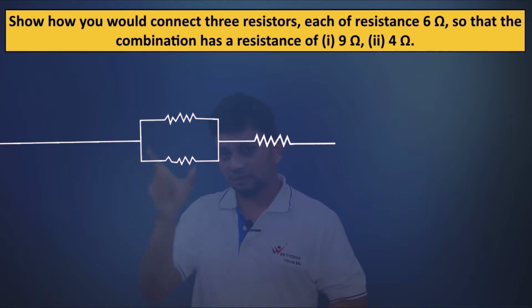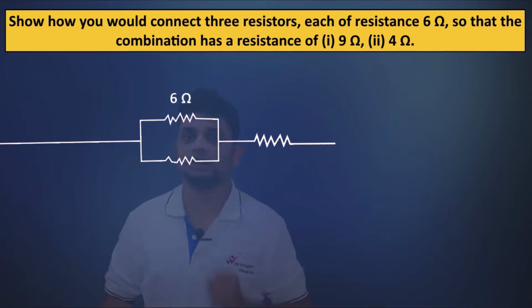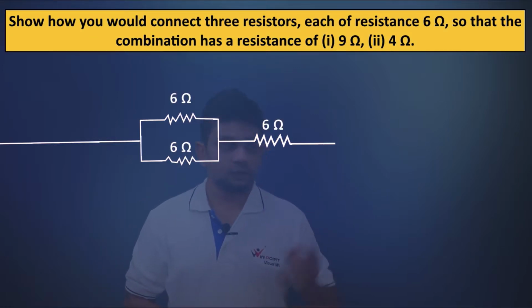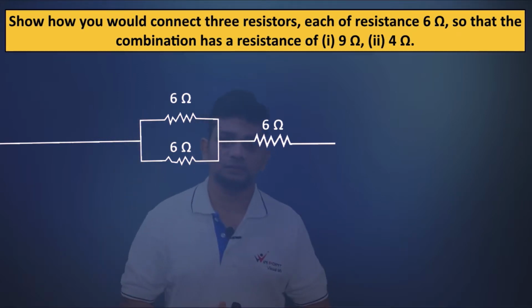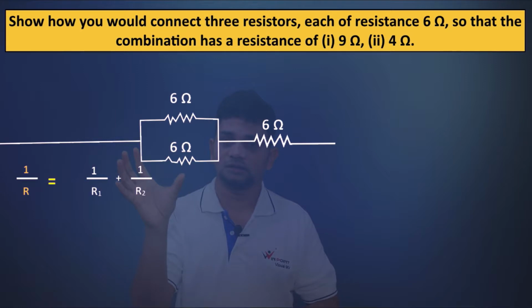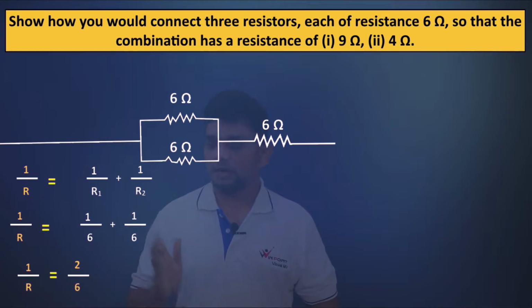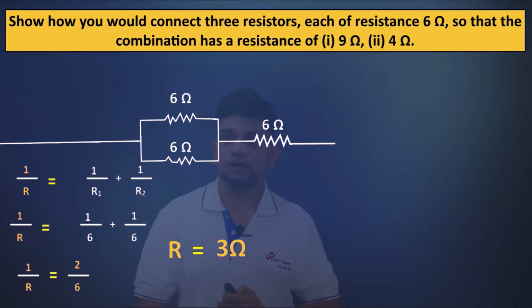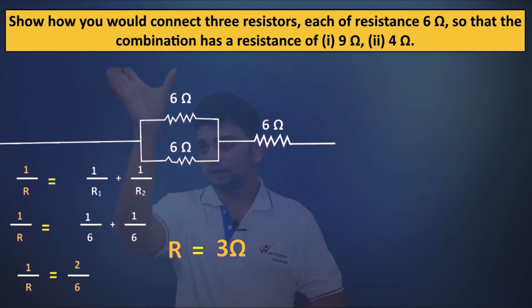These 2 resistors are in parallel, and this resistor is in series with this parallel connection. 6 ohm, 6 ohm, and this is also 6 ohm. How can we find the effective resistance of these 2 resistors? First we consider this parallel connection. The equation is 1 by R equal to 1 by R1 plus 1 by R2. It will be 1 by 6 plus 1 by 6. 1 by R is equal to 2 by 6. Then R will be equal to 6 by 2, that is 3 ohm.